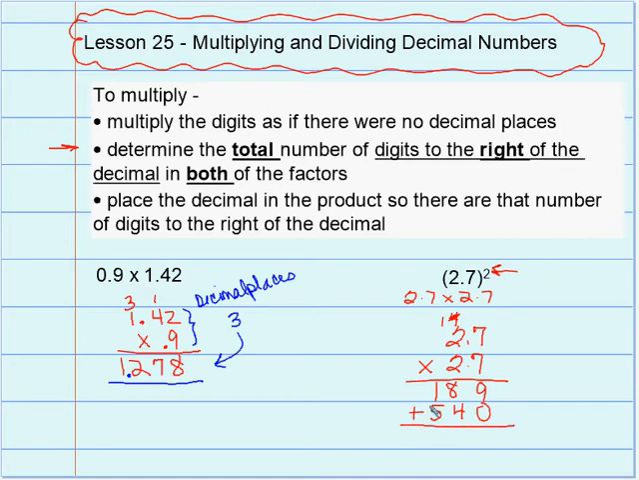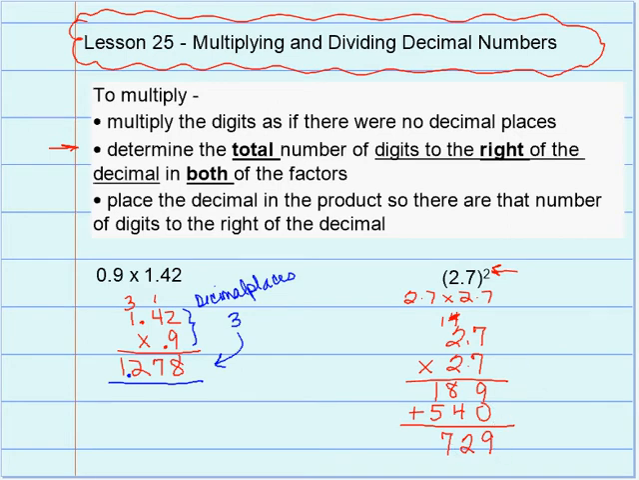Notice there are no decimals in here. There shouldn't be any. Not until the very end. Add these up. 9 and 0 is 9. 8 and 4, 12. Carry the 1. So 12, 5, 6, 729 is my answer.